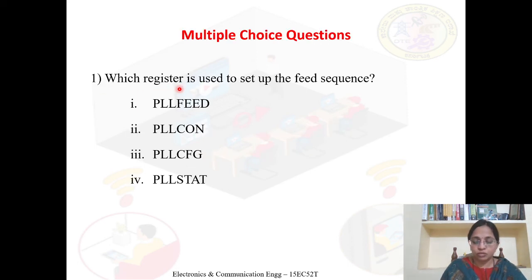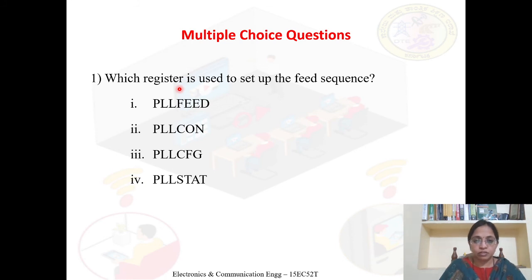So that is about the programming part of the PLL. What we have to remember is the sequence that we have to follow when we are writing the program. First we have to set up the PLL, then apply the feed sequence, then connect the PLL, and then once again apply the feed sequence. If we follow this sequence, then the PLL can be configured to the desired frequency.